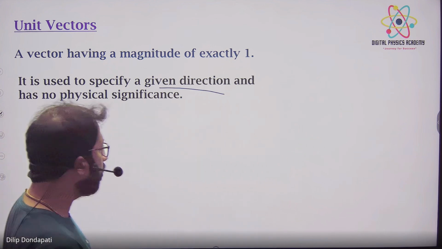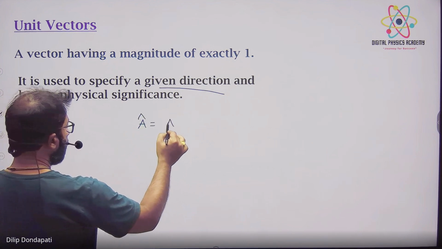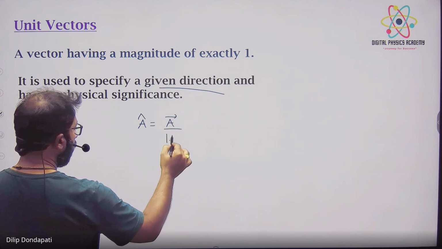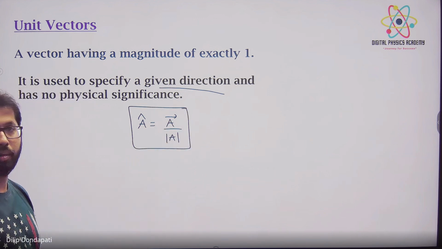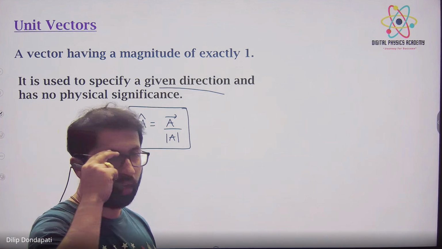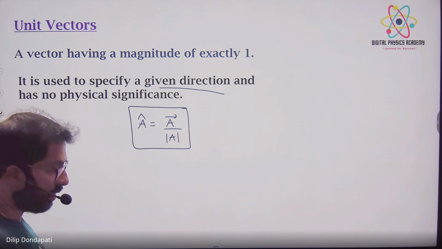And unit vector का फॉर्मूला याद है? A cap is vector A by mod A. This is the formula for unit vector. You will see how to find magnitude and how to find unit vector. We will see, इसमें आ जाएगा पूरा.